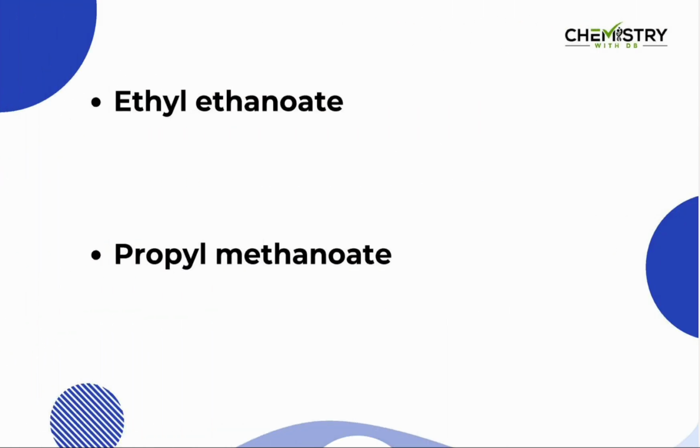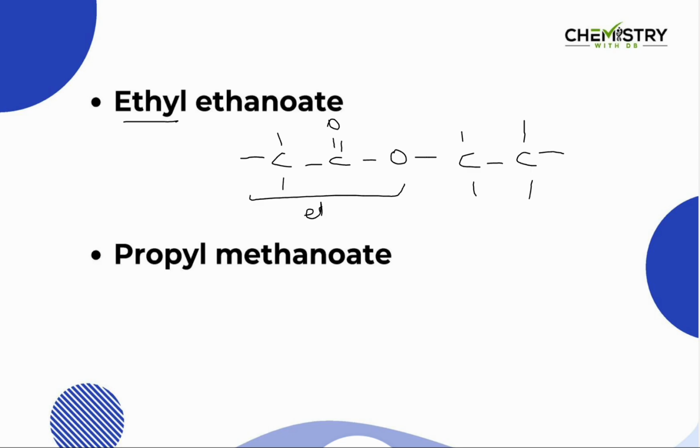Now let's take the reverse example, when we are given the name of the ester and we have to draw the formula. Now we know that the prefix comes from the alcohol, so that's the species which has come after oxygen. So ethyl means there are 2 carbons, and ethanoate means that there are 2 carbons in the carboxylic acid, so therefore this is the ethanoate part and this is the ethyl. So this is why it will be named as ethyl ethanoate.